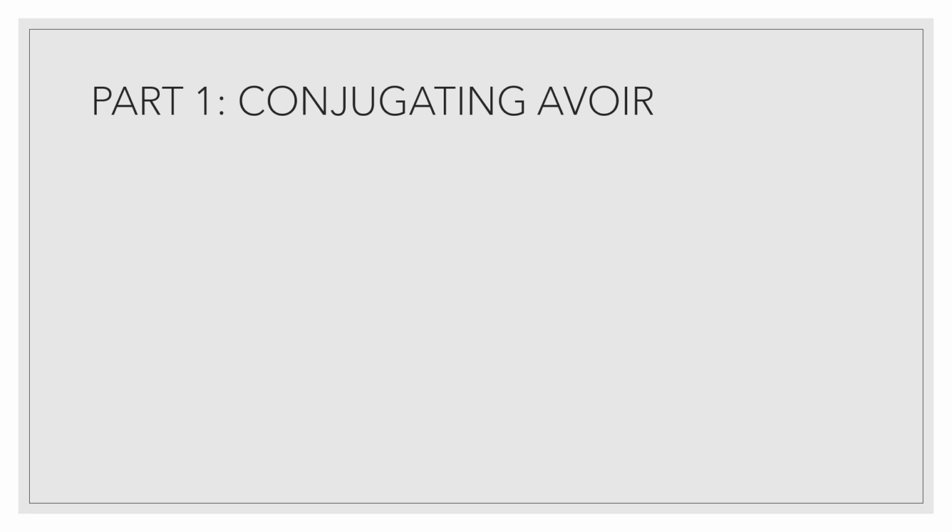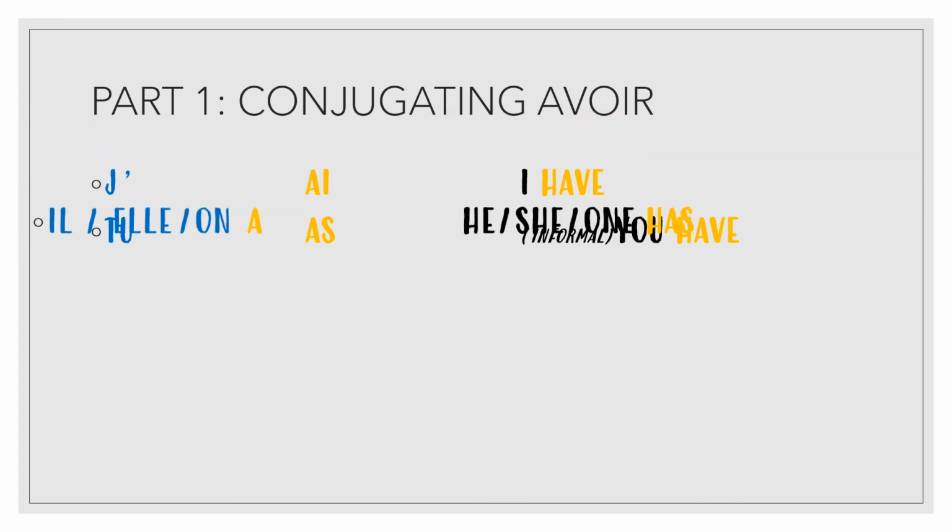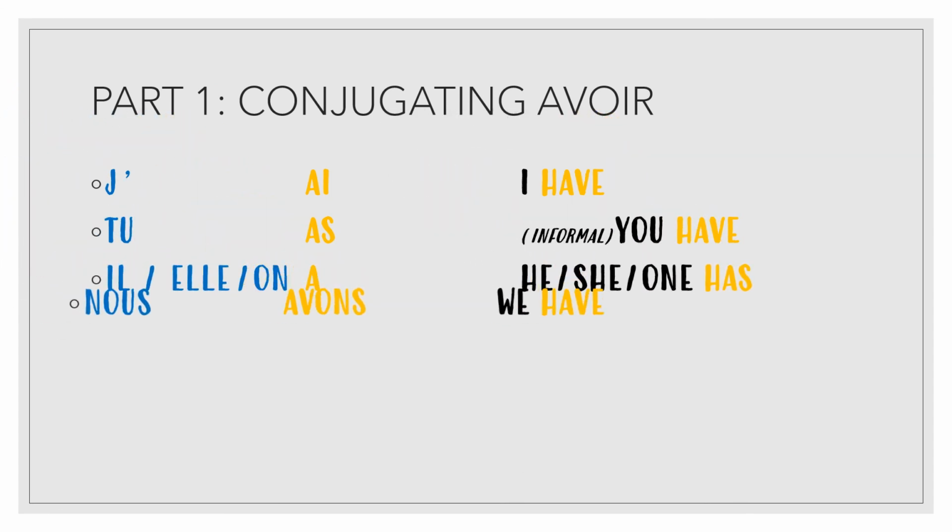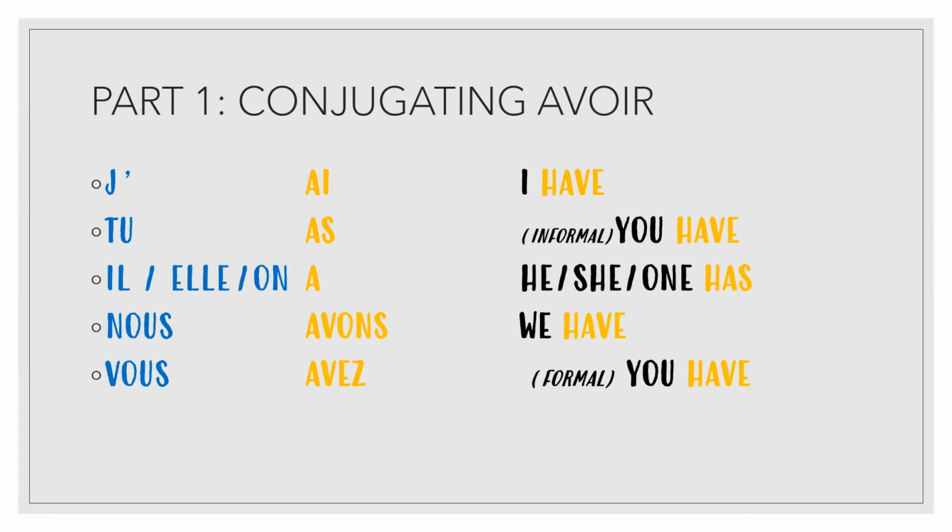So let's look at conjugating the verb avoir. So we have j'ai, tu as, il a, elle a, nous avons, vous avez, ils ont. Okay, so it's j'ai, I have, tu as, you have, il a, elle a, on a, one has, nous avons, we have, vous avez, you have, ils ont, elles ont, they have.